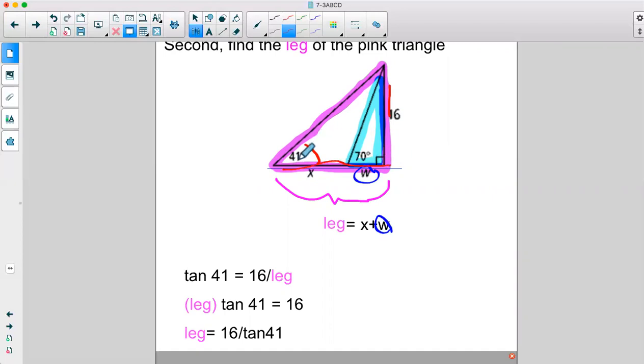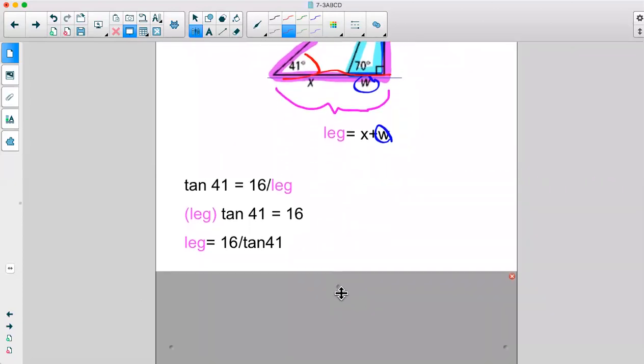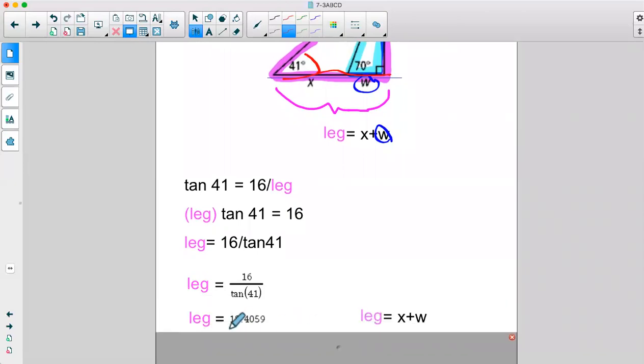And so tangent is our go-to ratio. The tangent of this angle, 41, equals opposite, 16, over this whole leg. We'll just call it leg. And then we multiply both sides by the leg and divide both sides by 16 to figure out what that whole leg would be. And we get that the whole leg is approximately 18.4059.